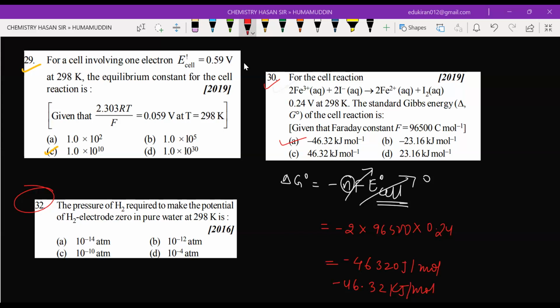So I'm not sure how to do this one. What did you say? I don't know how to do this one. Okay, no problem.